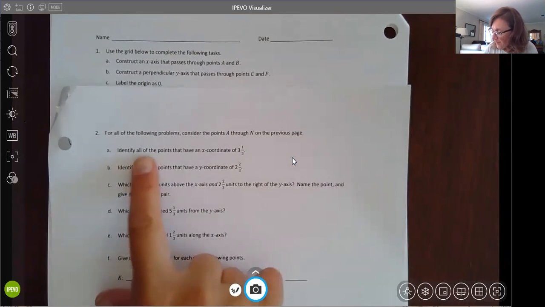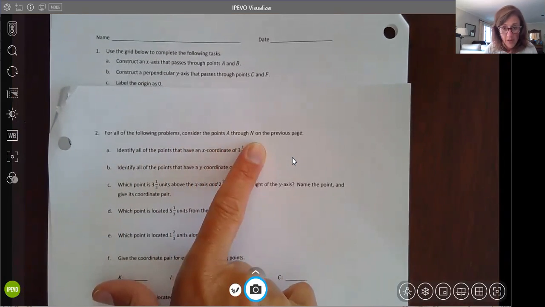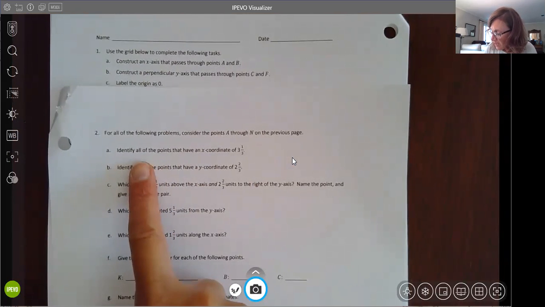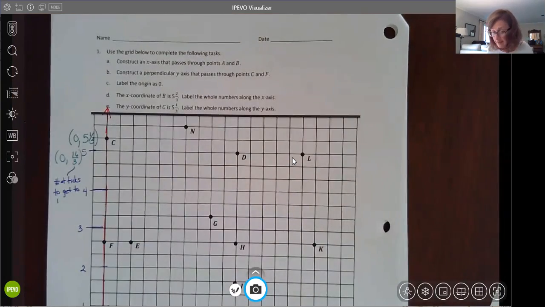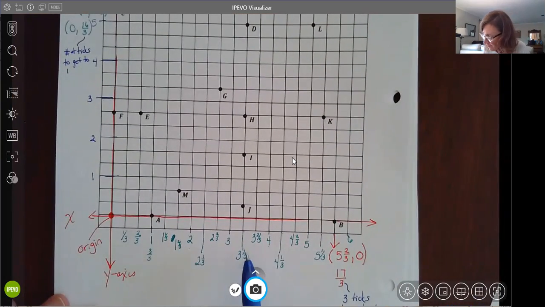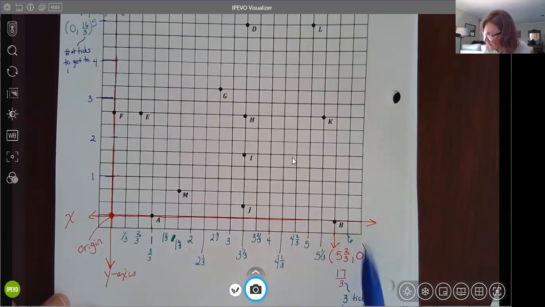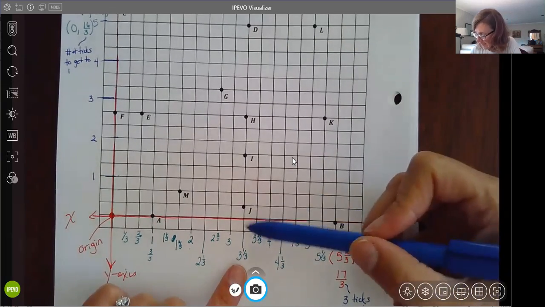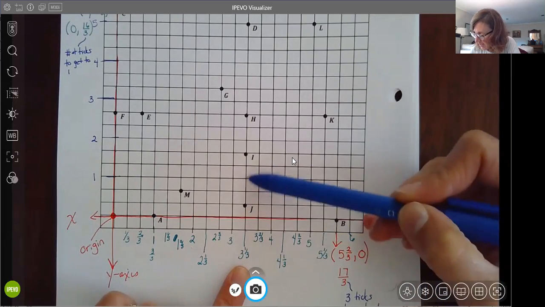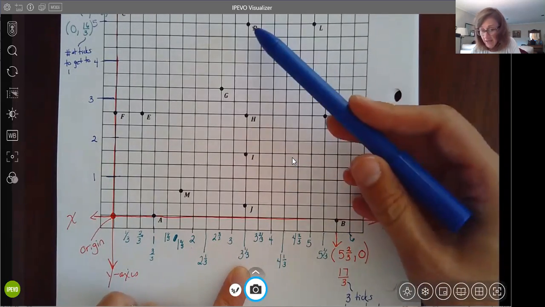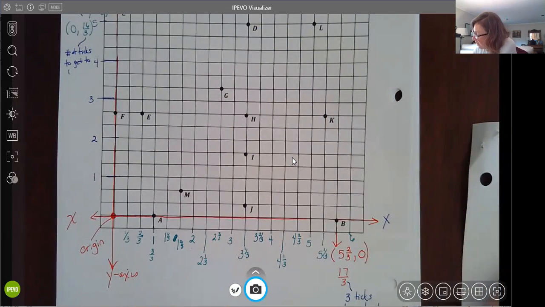It says, for the following problems, consider the points A through N on the previous page. Identify all of the points that have an x-coordinate of 3 1/3. Okay, so we labeled them. Here's my 3 1/3. This is my x. X goes to the left and right. So the points that have 3 1/3 would be, go to the right, 3 1/3, J, I, H, and D. Those all have an x point that is 3 1/3.